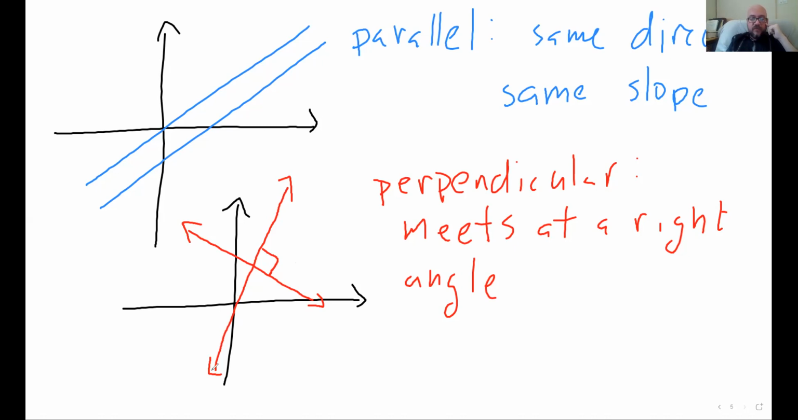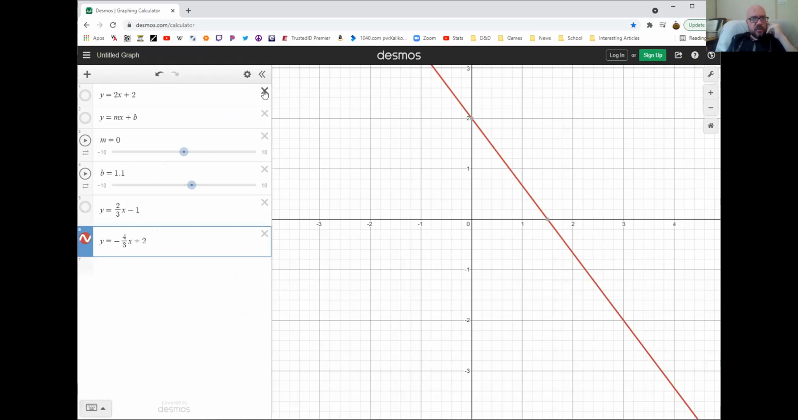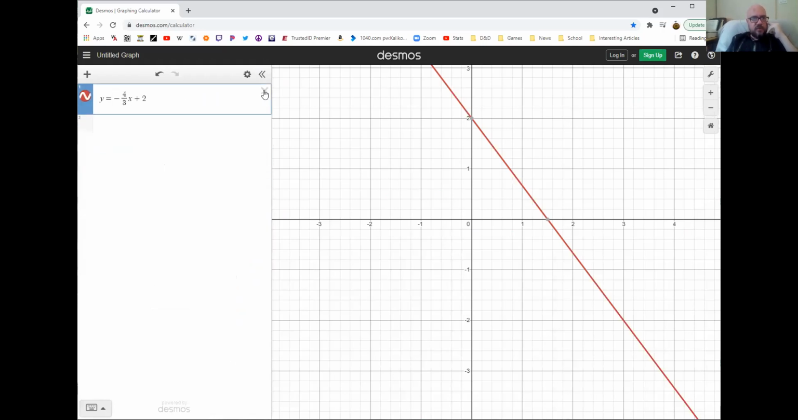And if this line is very steep, its perpendicular line is very shallow, right? You can actually see that. Here, let's go over to Desmos. Do I still have that open? I think I do. Yeah, I still do. That one, please. Let's get rid of all these guys.